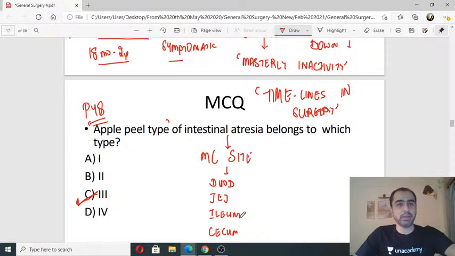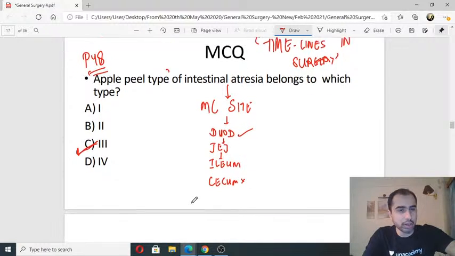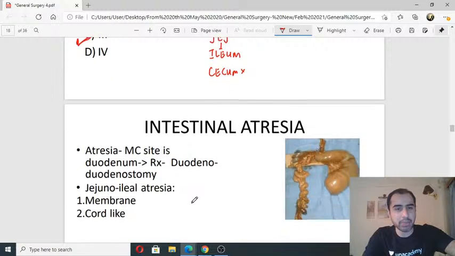Nias says duodenal. Very good, that's right. Duodenal is the most common. Second most common is jejunal. It goes in this order: duodenum, jejunum, ileum. Cecum is normally never involved. So it's usually duodenum, if not duodenum then jejunum, then ileum. Apple peel type is type 3. I'll show you all the types, don't worry, we will cover all the types.